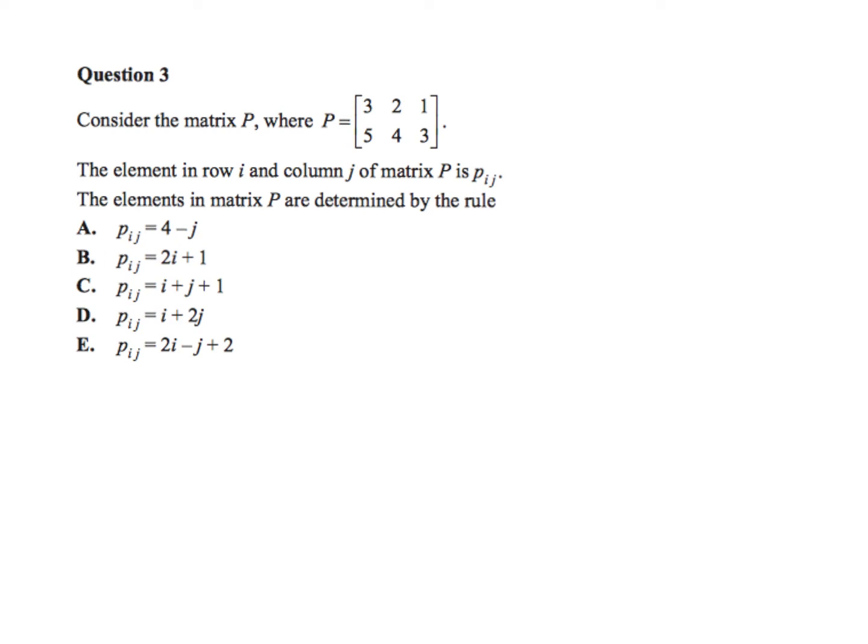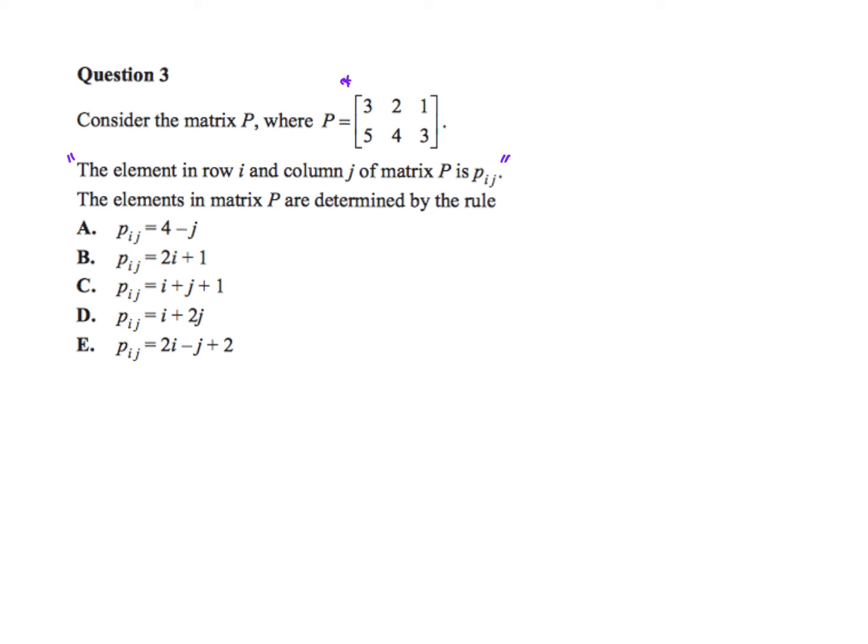Okay, consider matrix P, where row i and column j of the matrix. I told you they're just going to always say this. They have to say it, okay? All right. So it says the elements in matrix P can be determined by. So what I have to do is test each of these rules and see if it produces this matrix.